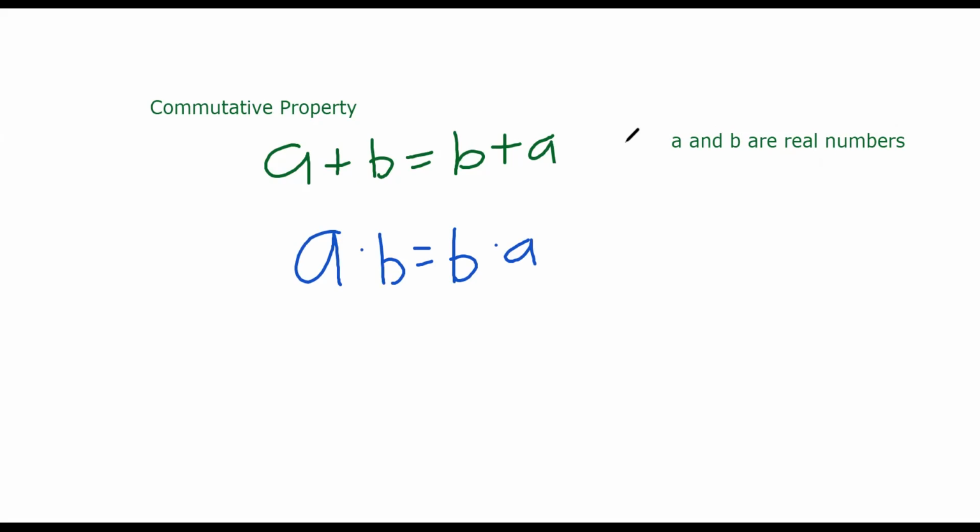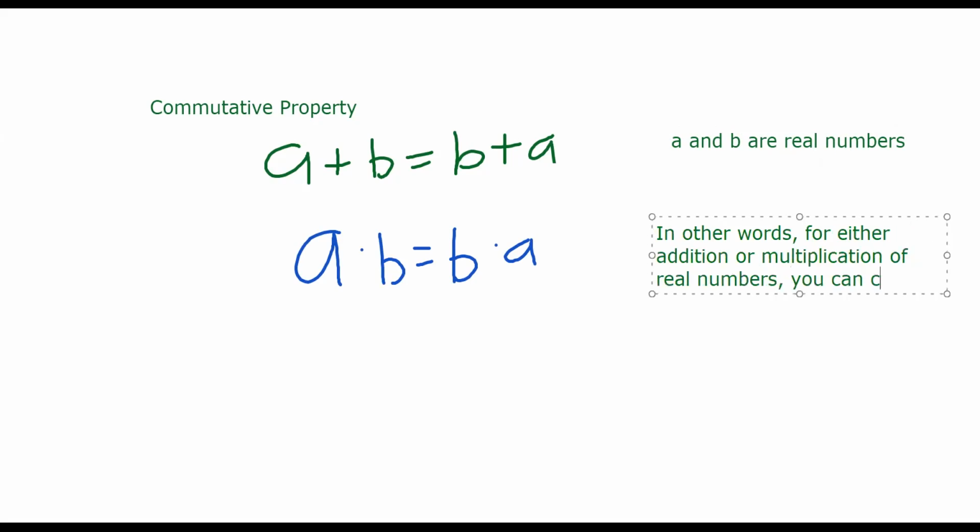In other words, for either addition or multiplication of real numbers, you can change the order of the numbers and it's all good. It's all the same. 2 times 3 is equal to 3 times 2. Negative 457 plus 38 is equal to 38 plus negative 457. And be careful with negative signs. The negative must stay attached to the number, and you still have to be talking about addition if you want to flip them. So keep that in mind. So the commutative property is very important.